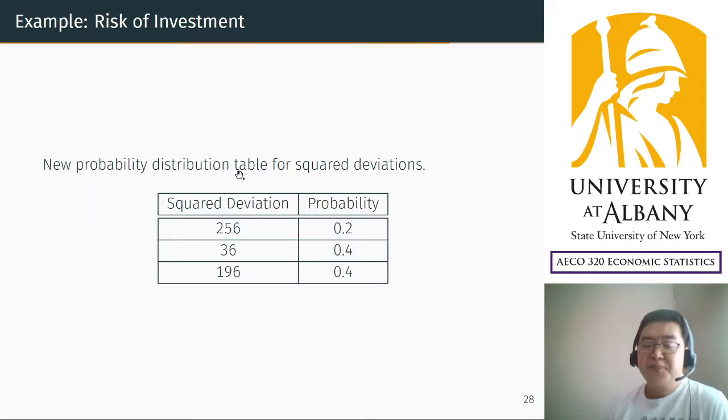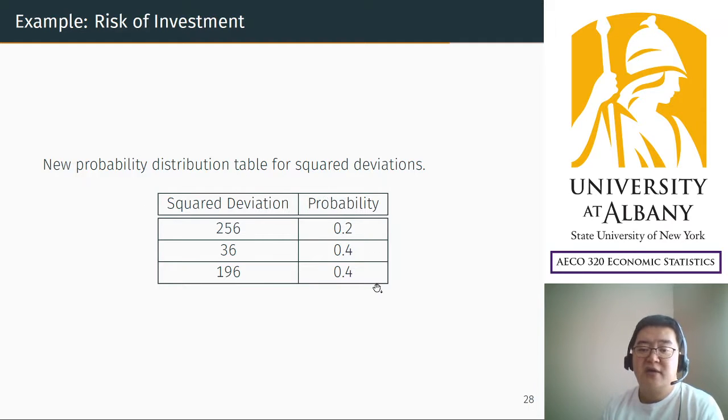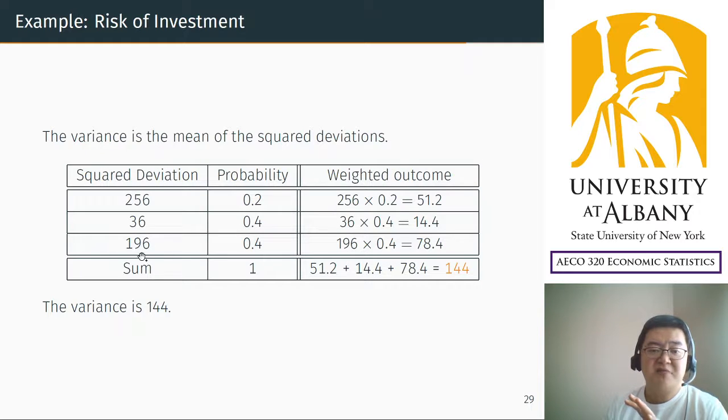Remember, in the previous chapter, we learned how to transform a random variable and how to calculate the mean of the transformed random variable. You have to make a probability distribution table for the new transformed random variable. In this case, a squared deviation is a new random variable. So we do the same thing, put the same probabilities for the new random variable. And then now you can calculate the mean using this table. It's easy. Just treat these as a new outcome, a new random variable.